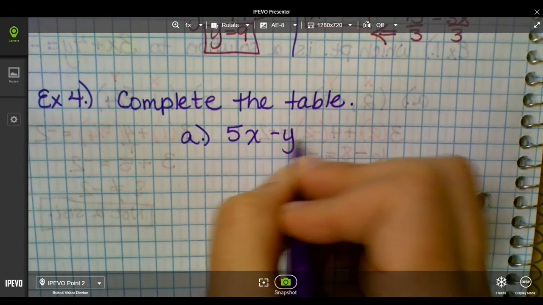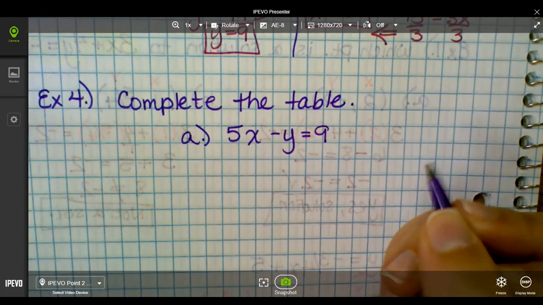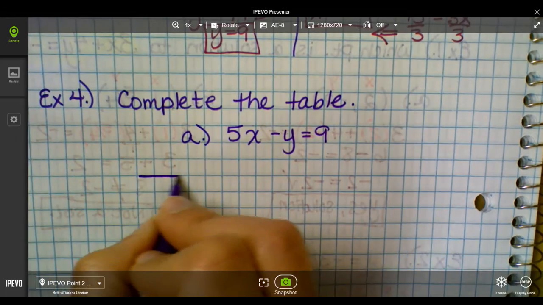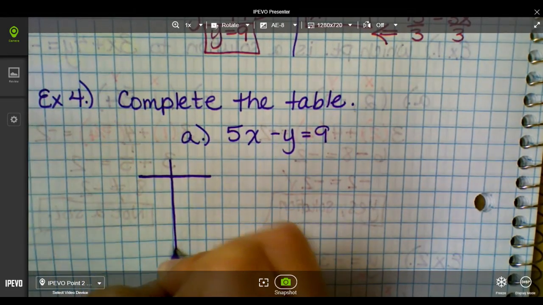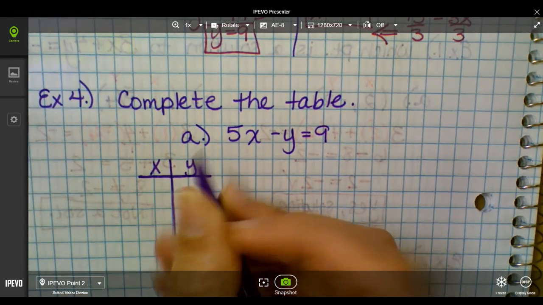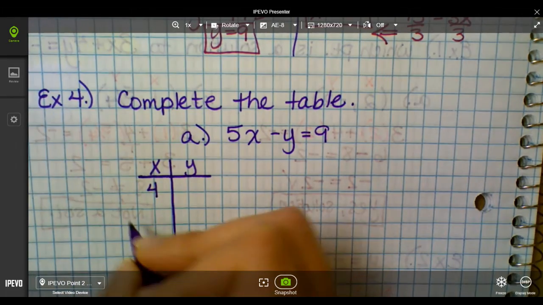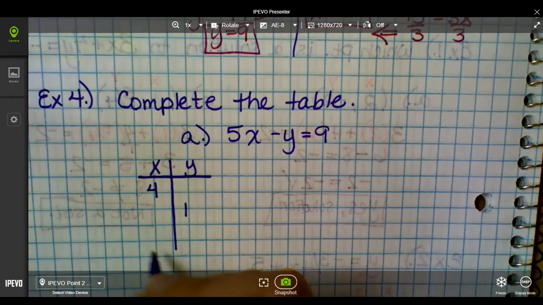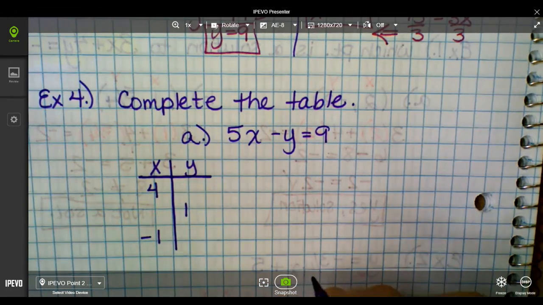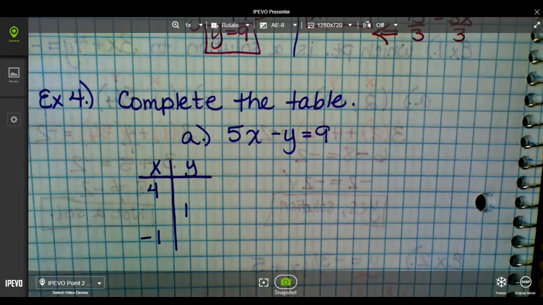5x minus y equals 9. And then the first table I'm going to give you to complete is x, y. I'm just going to give you a bunch of x values. Actually, I'm going to switch it up. I'm going to give you a y value as well. All right, so I'm giving you a couple of x values, and then I'm giving you a y value, and you have to solve for each one of these.